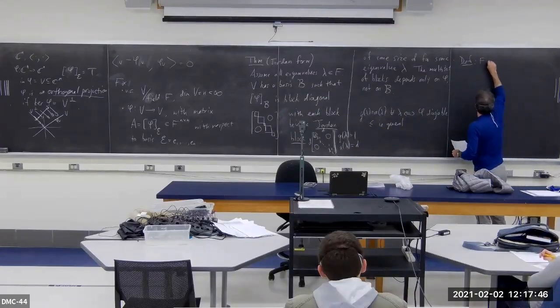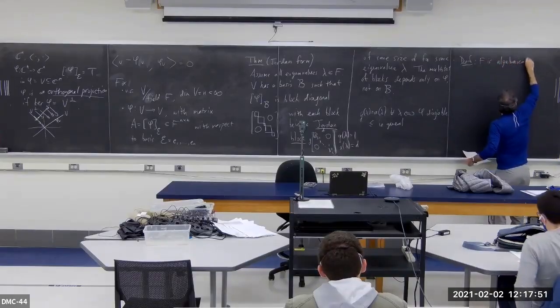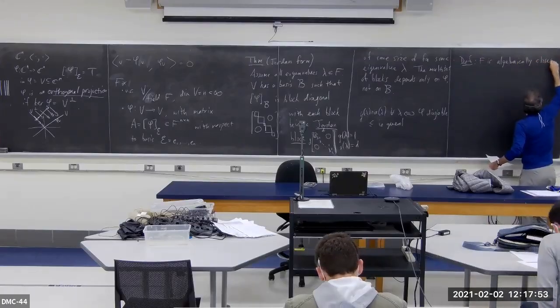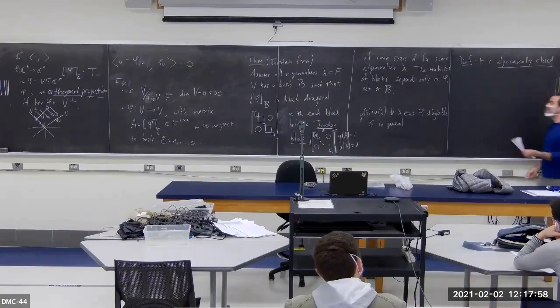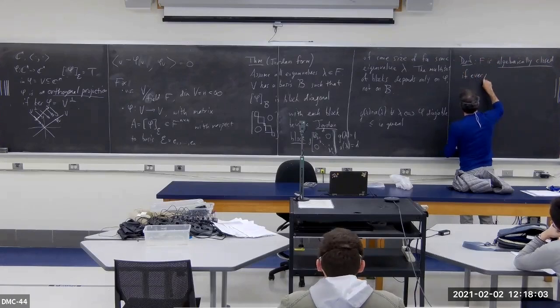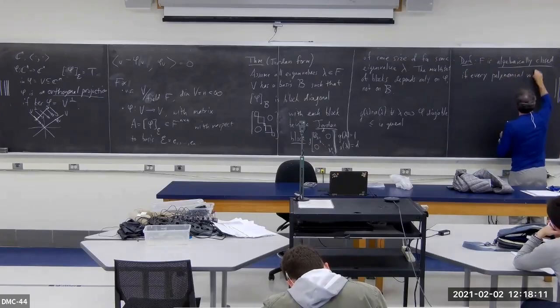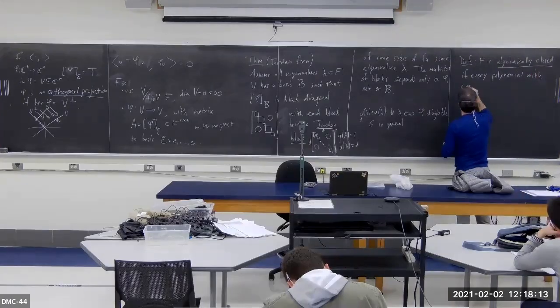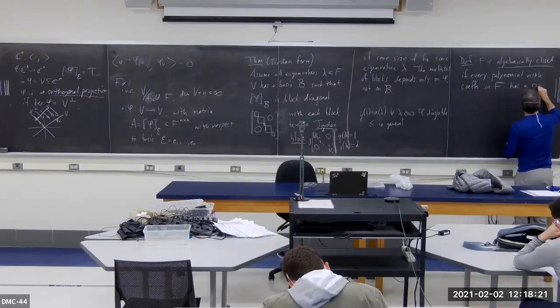So F is algebraically closed. Raise your hand if you've seen this notion before. Almost nobody. Okay, so this is new. F is algebraically closed if every polynomial with coefficients in F, that's our field, has a root in F.